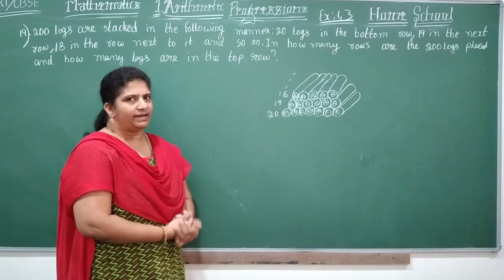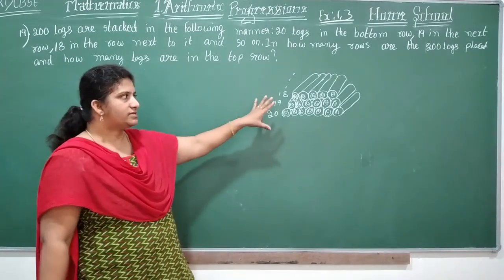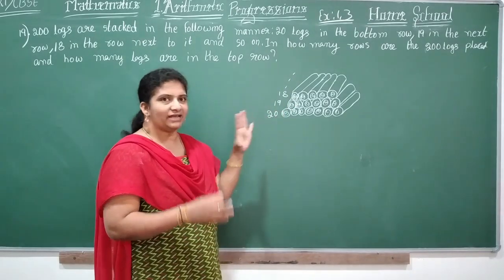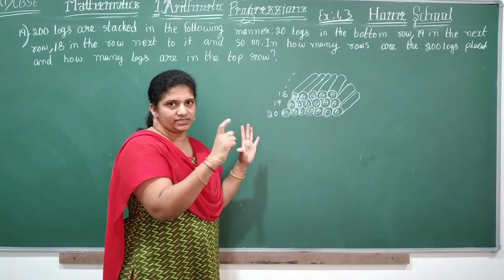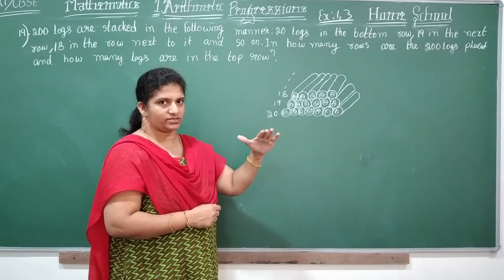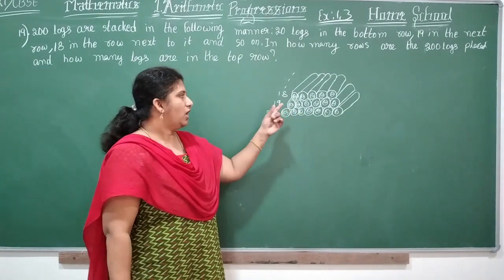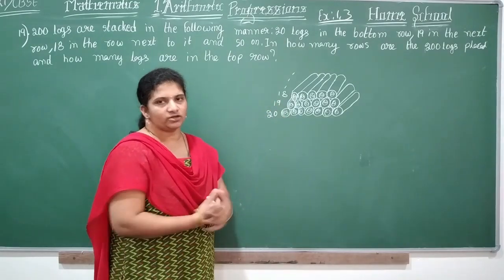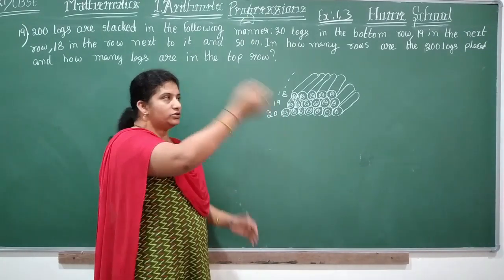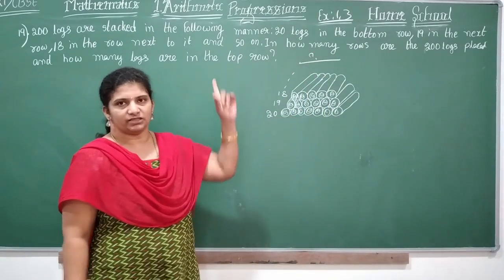What do you understand here, children? First, understand the question carefully. These are wooden logs. I think in a timber depot you might have observed this. So let's imagine there are 20 logs placed in the bottom row. The second row has 19 logs, placed in between these two. Third row, 18 logs are placed. Like this, up to the top row. How many logs are placed in the top row?